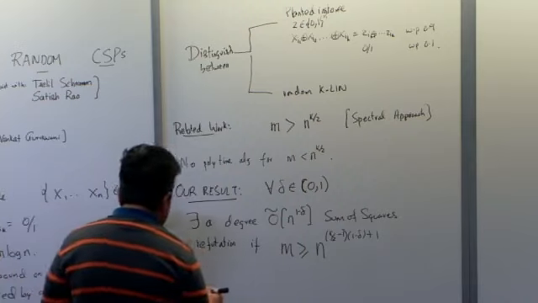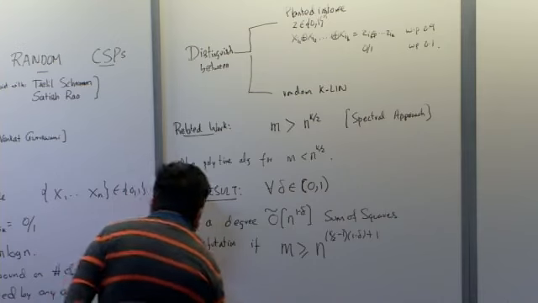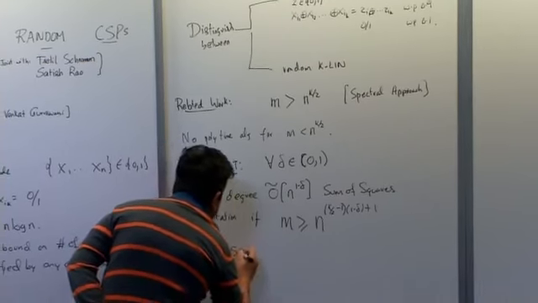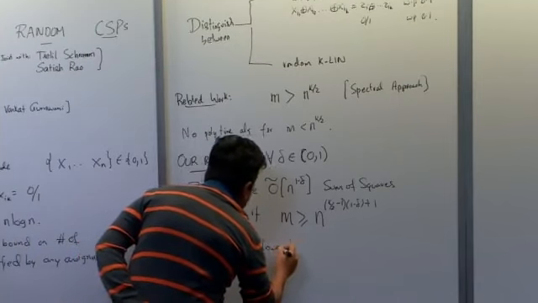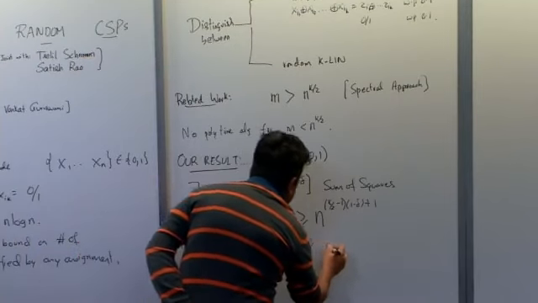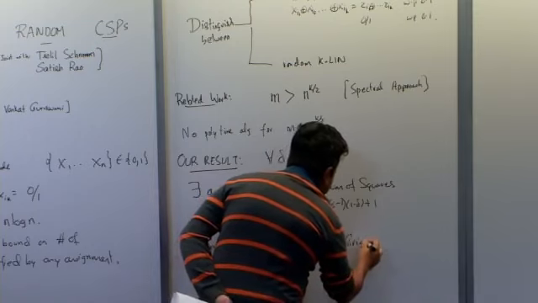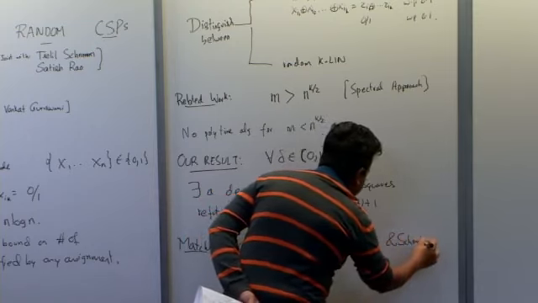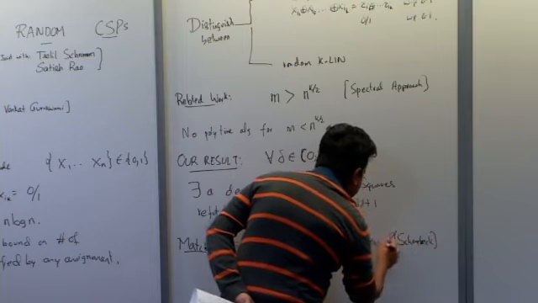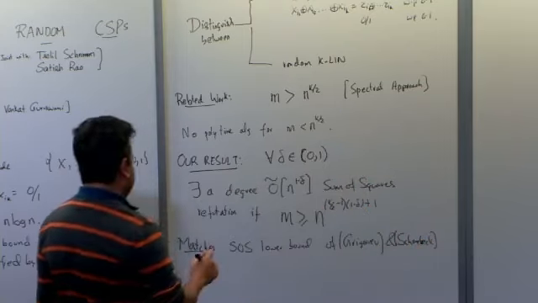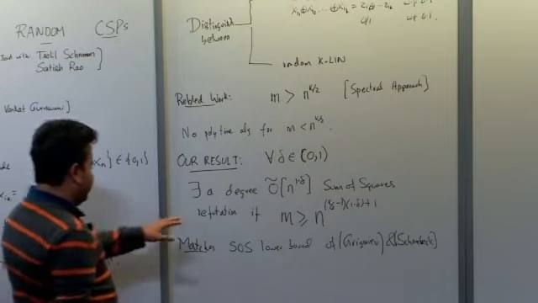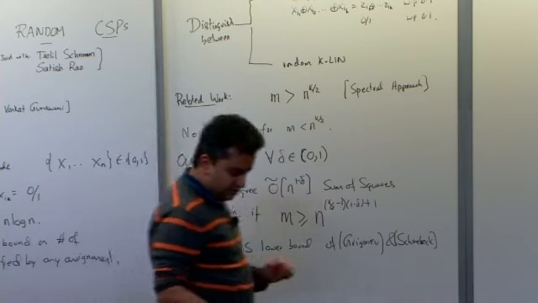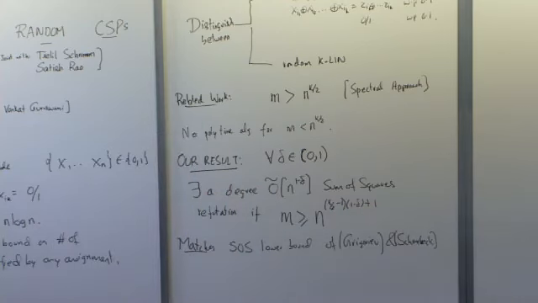And this actually matches the SOS lower bound of Grigoriev and Schoenebeck. They both independently showed lower bounds for sum of squares degree for refuting these instances, and this exactly matches that up to logarithmic factors.